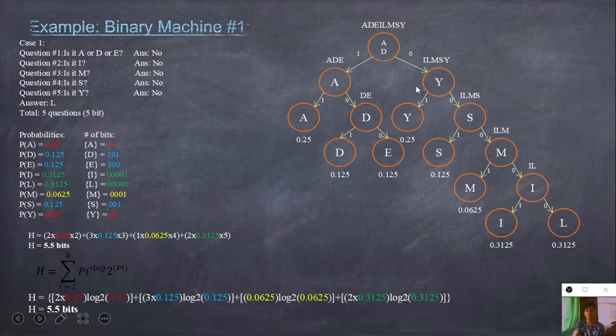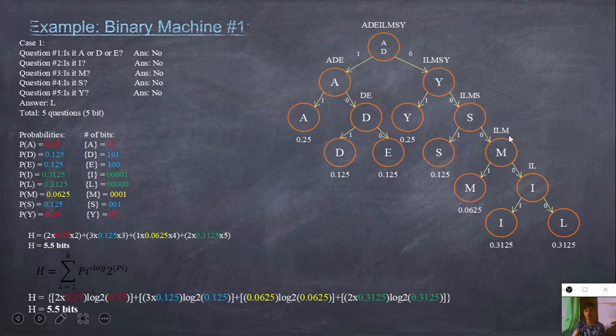For this line, we will use the variable ILMSY. So we use Y. Y is predicted as Y, so it is represented by 1. And if not 0, we proceed to another variable, which is S. S is predicted as 1. So S is 0.125.